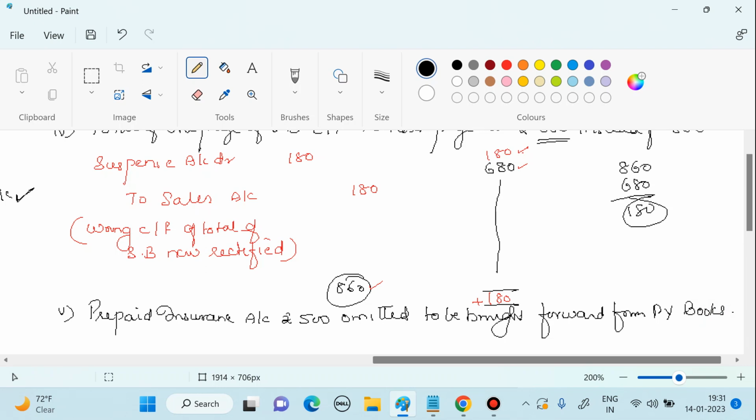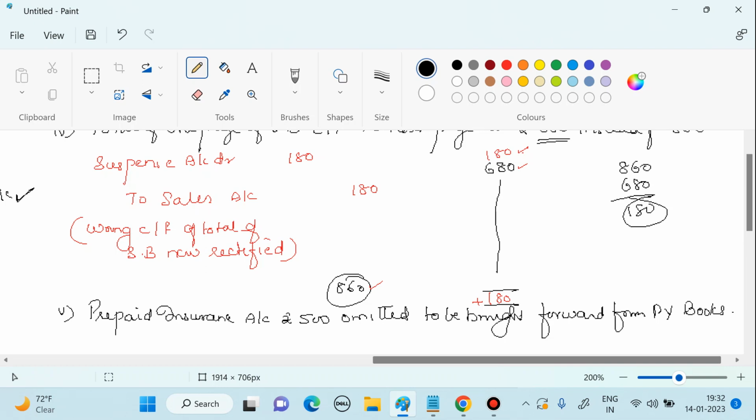Now the last transaction of this question: an item of 500 relating to prepaid insurance account was omitted to be brought forward from previous year's book. What has happened here is, in the previous year, prepaid insurance account had a balance. Prepaid insurance means insurance has been paid in advance. Last year it was paid, but it relates to the current year. So what is related to the current year, we will not take as expense. We will keep it in the balance sheet on the asset side under the head prepaid insurance.